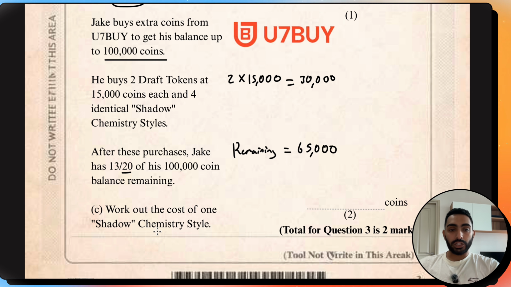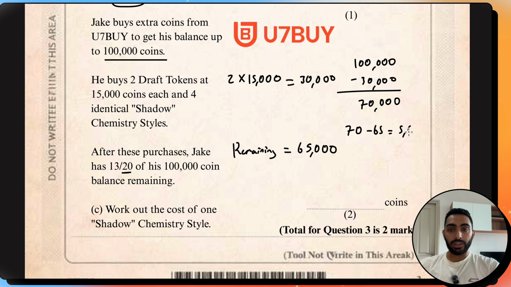Work out the cost of one shadow chemistry style. He started off with 100,000. He spent 30,000. And he ended up with 70,000. And the amount that he has remaining is 65,000. 70,000 take away 65,000: 70 take away 65 equals 5,000. We just want to find out the cost of one of these.